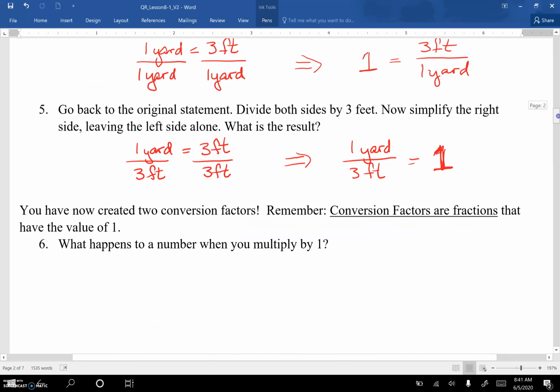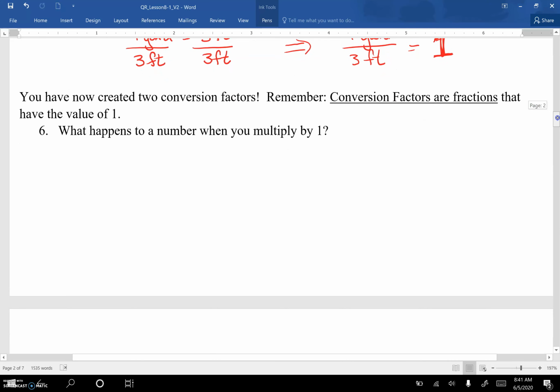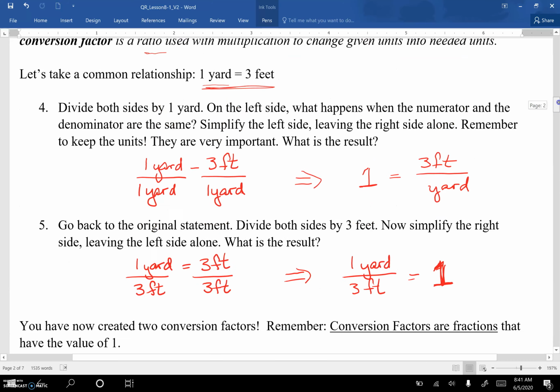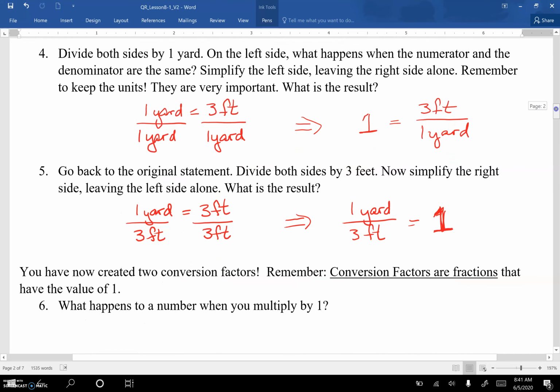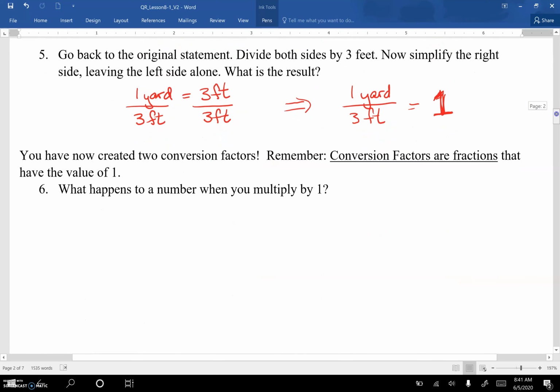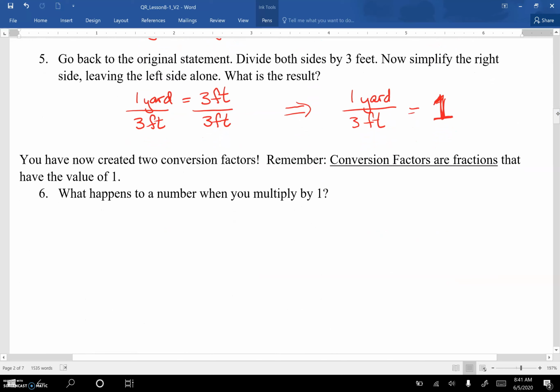So let's go on to question 6. You have now created 2 conversion factors. Conversion factors are fractions that have the value of 1. So this thing is a fraction that has the value of 1, and this thing is a fraction that has the value of 1. Those are both conversion factors. So what happens to a number when you multiply by 1? Well, we've known for a very long time that when you multiply by 1, the value stays the same.